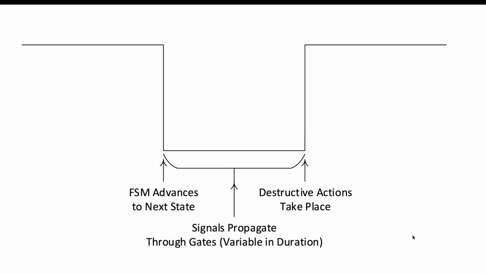Here's a diagram. If you look at where the falling edge happens, that's when the FSM advances to the next state. Signals propagate during the falling edge phase, and destructive actions take place during the rising edge.